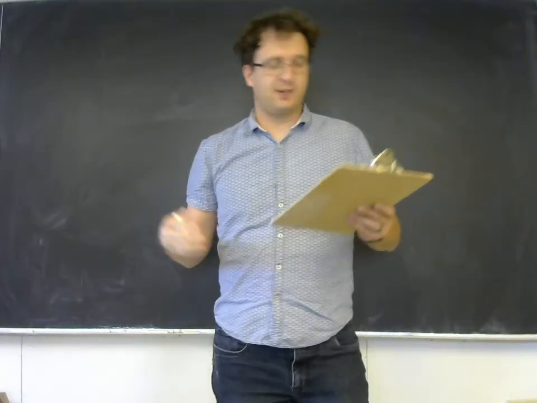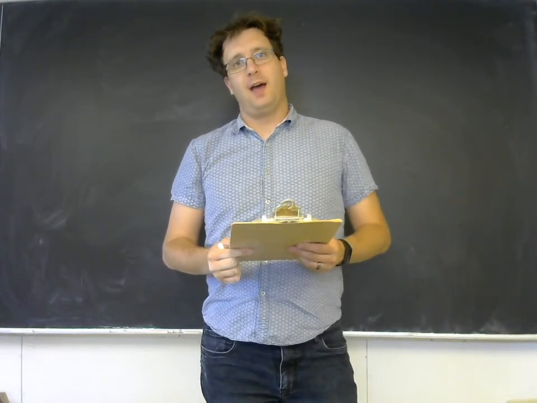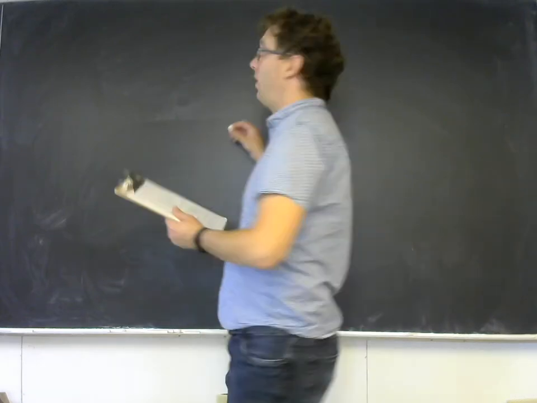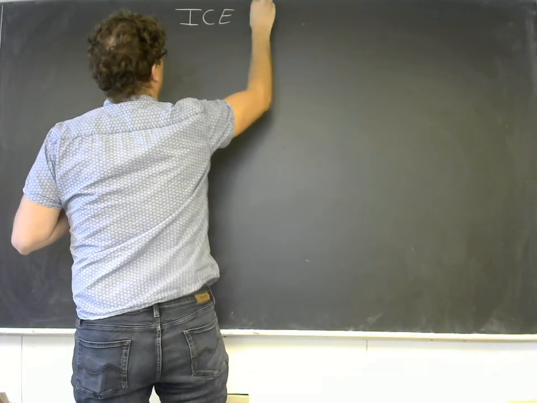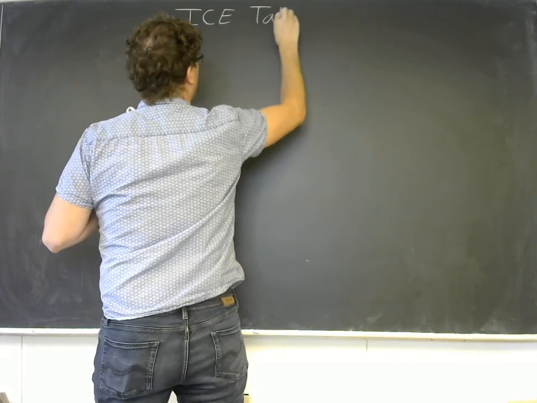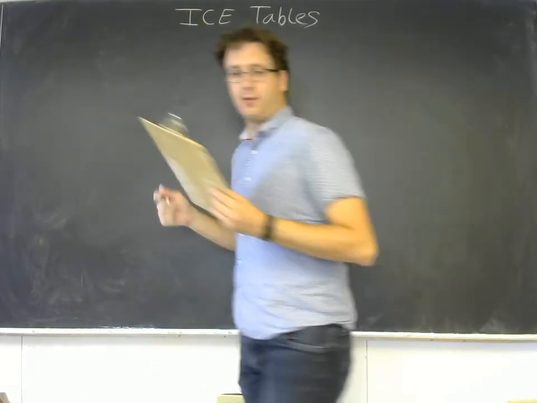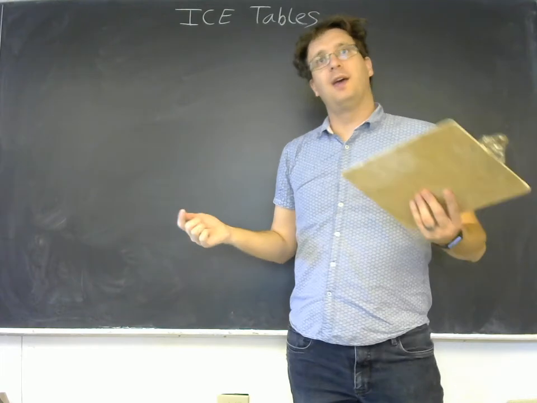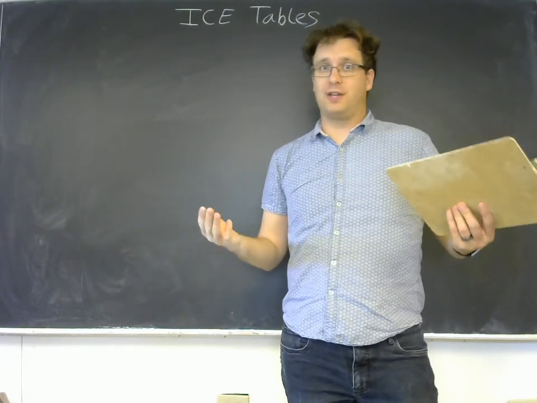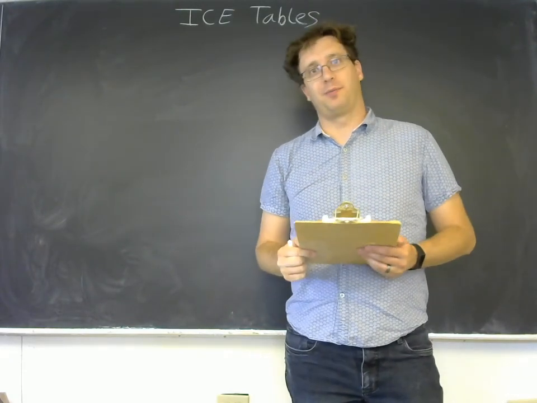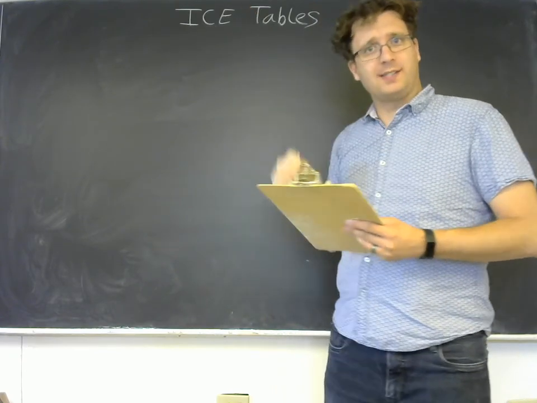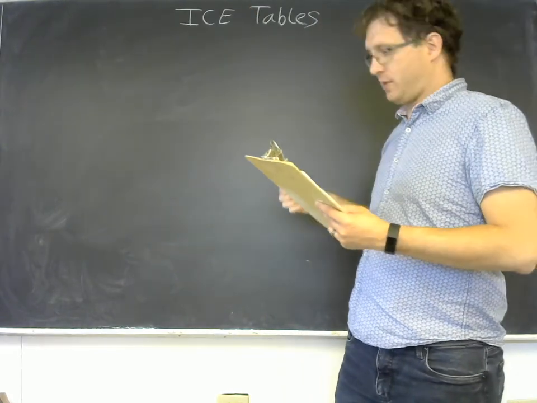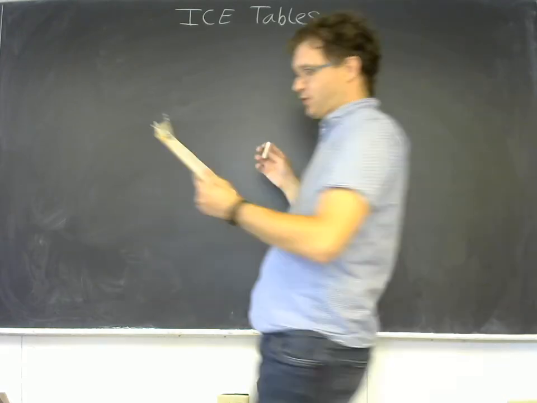Okay, section 15.5 has to do with what we call ICE tables, which are a really versatile way to find concentrations that are involved in equilibrium reactions. And so we'll introduce what those letters I, C, E mean in the context of this reaction right here.